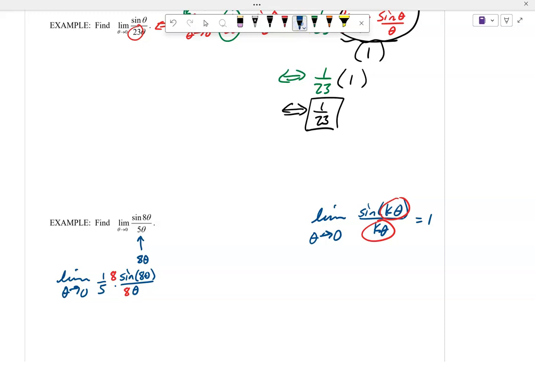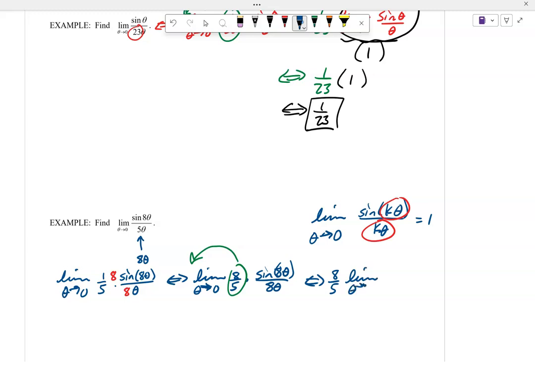Okay. So now we have, let me rewrite this. Limit as theta approaches 0 of 8/5 times sine of 8 theta over 8 theta. And then I'm going to go ahead and put this constant in front. And so I've got 8/5 times the limit as theta approaches 0 of sine of 8 theta over 8 theta. And again, we know this is 1. That's a special case. And so this just ends up being 8/5 times that 1.